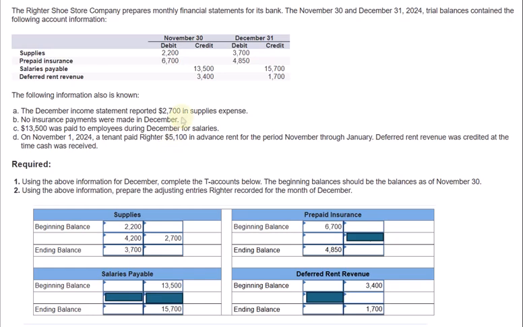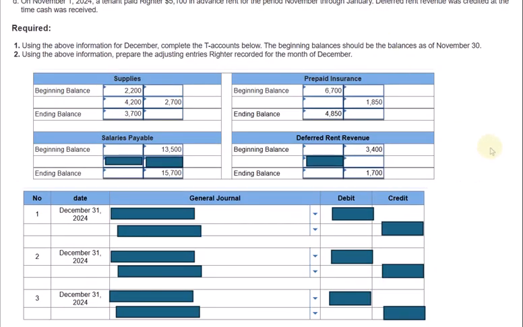It says no insurance payments were made in December. So prepaid insurance went from $6,700 to $4,850. That meant if we started with $6,700 and ended with $4,850, the difference had to have been a reduction. Since prepaid insurance normally has a debit balance, we need to have a credit of $1,850 to get us to the $4,850 balance. Now I slid on down so that we can see that $1,850 is an adjusting entry, right?